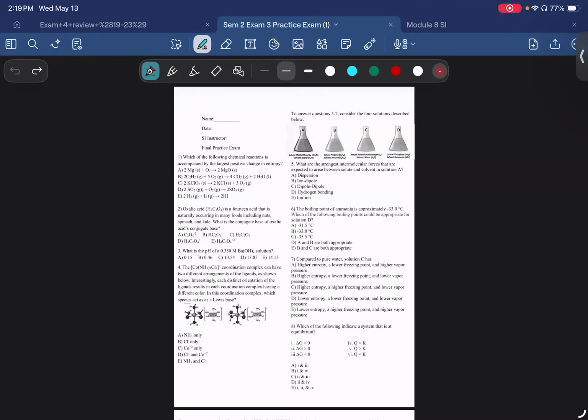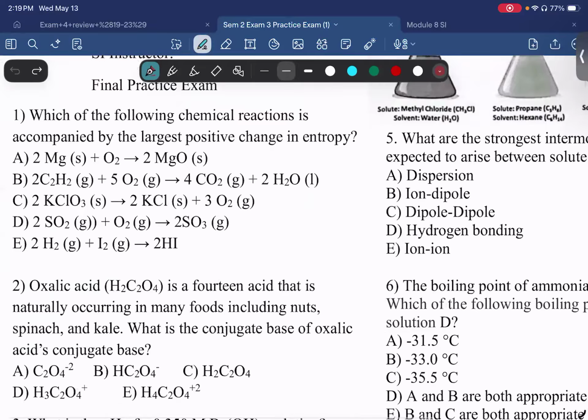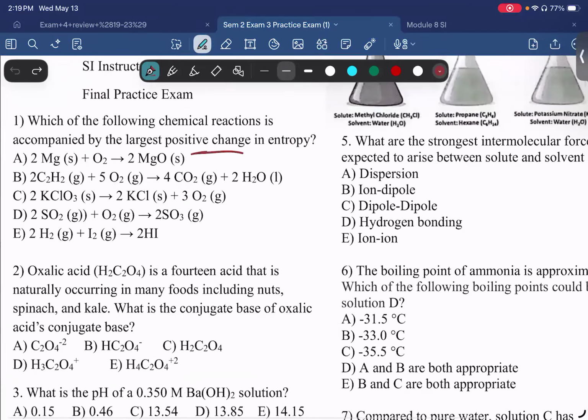Alrighty. So let's go over some of these. For number one, the largest entropy change would have the one that, this is based off determining entropy in general. For these kinds of questions, the ones with the greatest number of gas moles in comparison to the reactants would be the greatest entropy change. So for one, that would not be right. This is supposed to have gas moles in A, but still that would not be good. It's going from a gas to a solid basically.